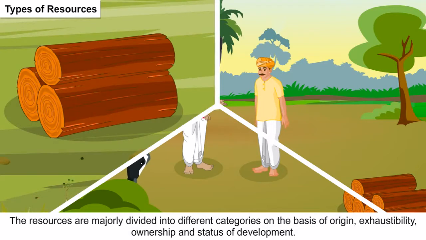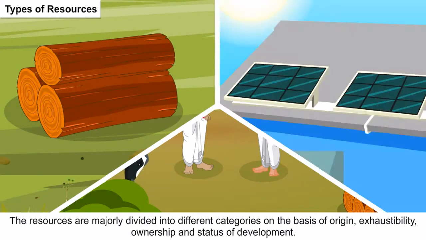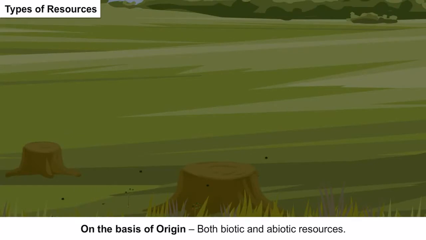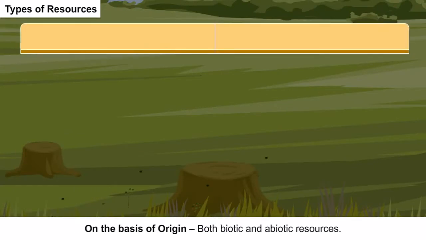The resources are majorly divided into different categories on the basis of origin, exhaustibility, ownership, and status of development. Let's discuss them in details. 1. On the basis of origin. Both biotic and abiotic resources come under this category.